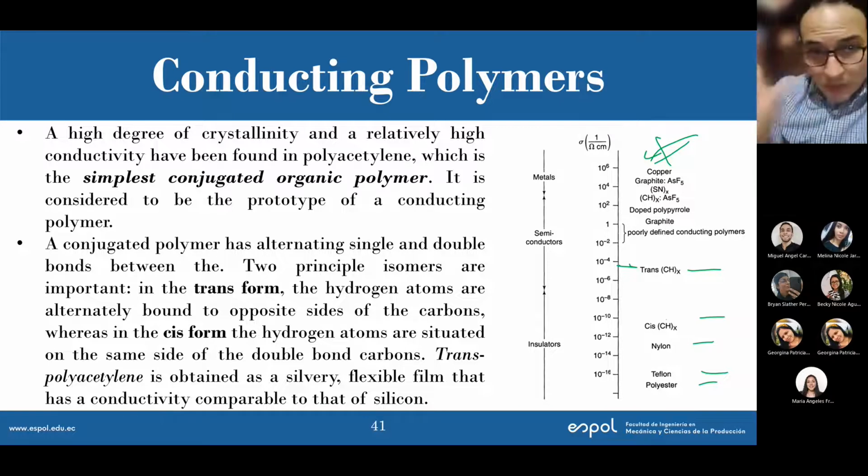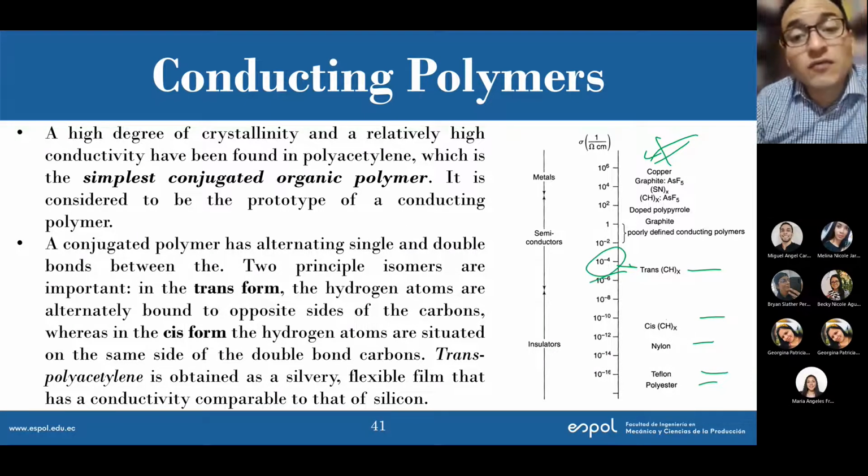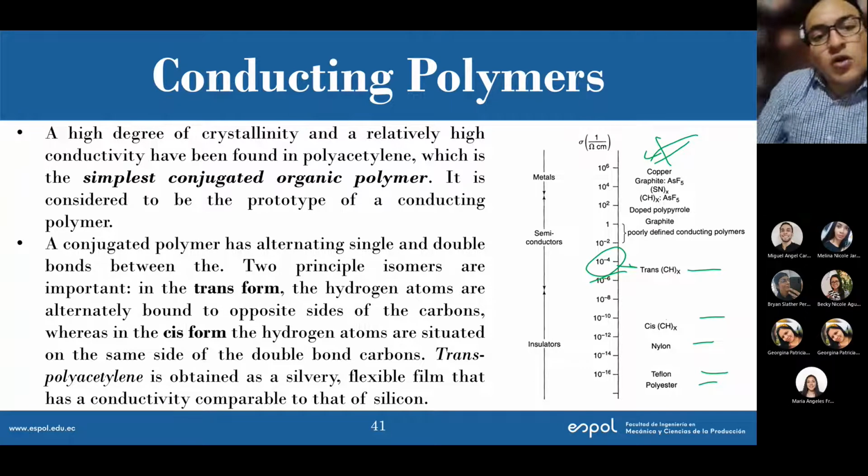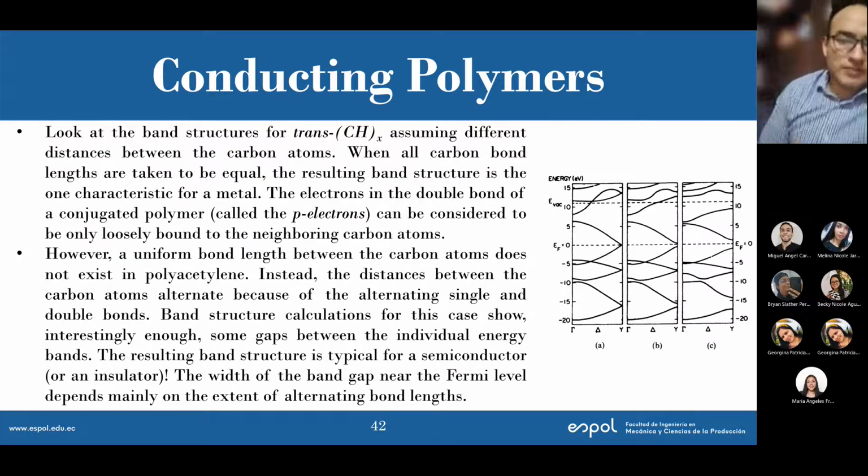If you just compare the properties, trans polyacetylene is very silvery and flexible, whereas cis polyacetylene is more brittle. That silvery flexible film, trans polyacetylene, actually has a conductivity similar to that of silicon. The pure trans polyacetylene has around 10 to the negative 4 1 over ohm per centimeter, right? So it's in the range of semiconductors. Now, let's look at the band structure of that material.